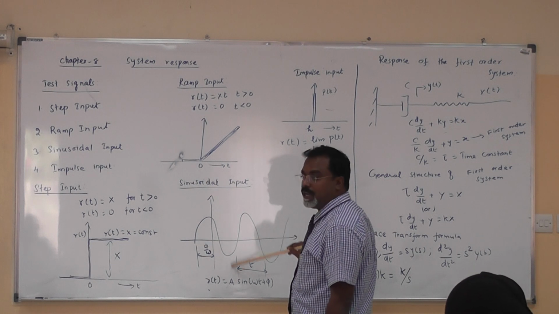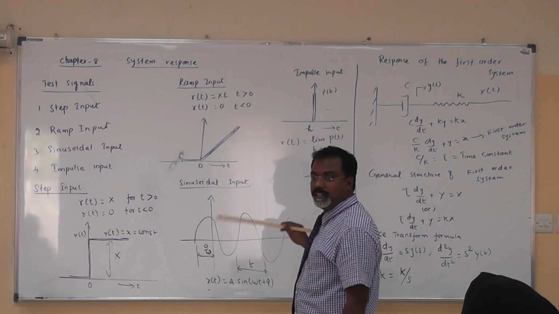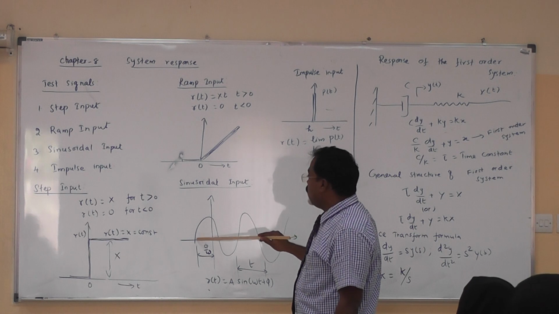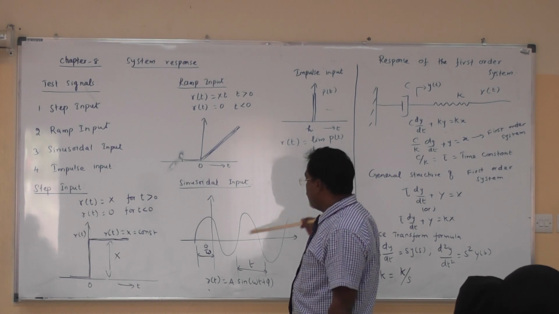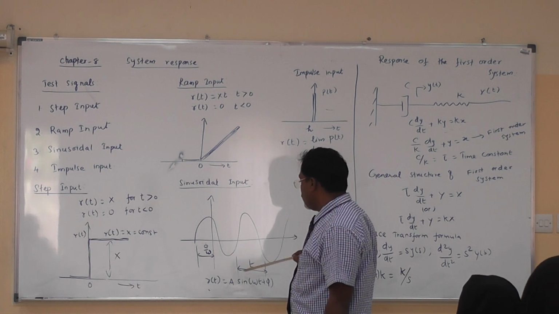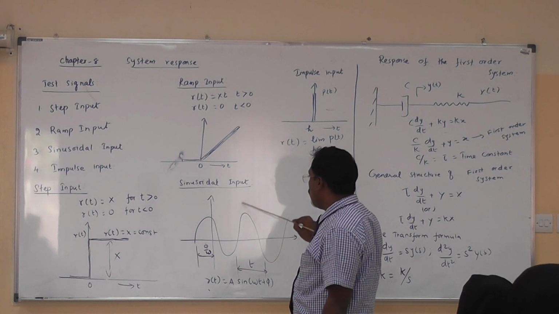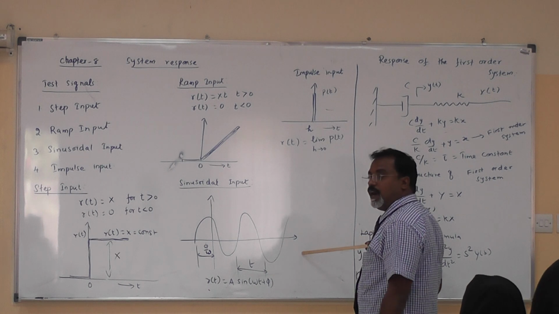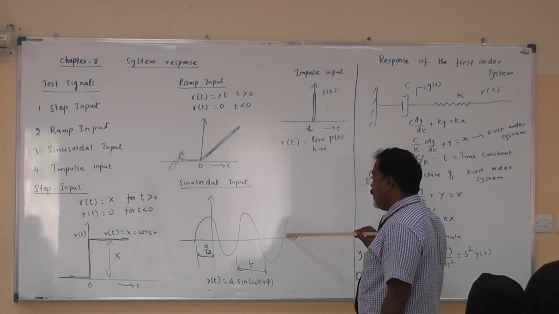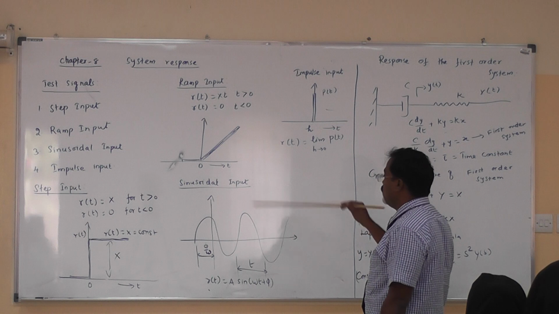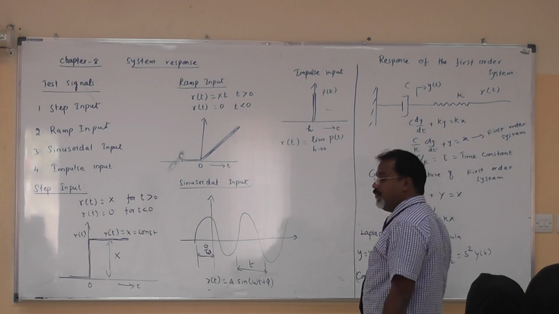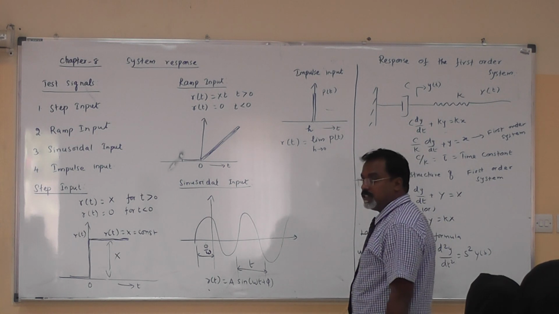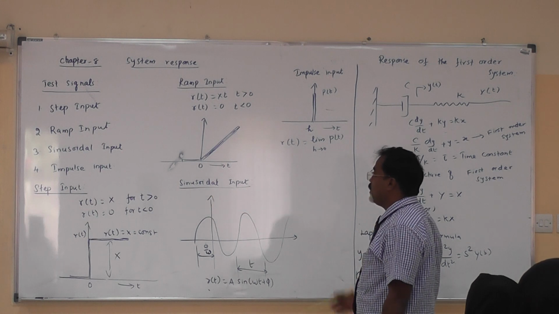Sinusoidal input means alternating. It's like alternating current, AC current, no? AC current has positive and negative, with some phase difference. At time t it goes positive, and then the next second it comes to negative, and then again it goes to positive. You give all those things and then find the response of the system. This kind of input is called sinusoidal input.